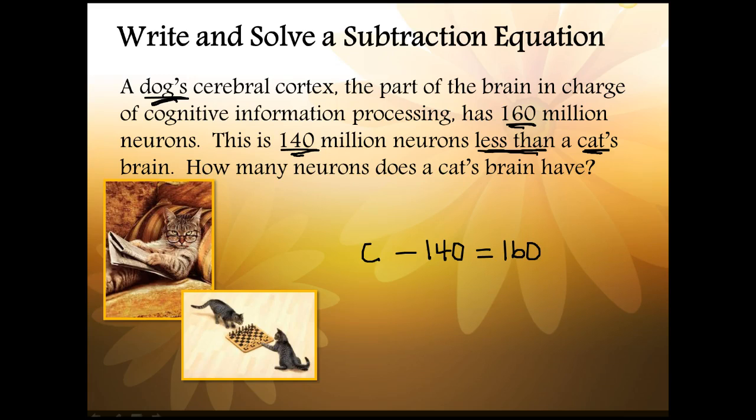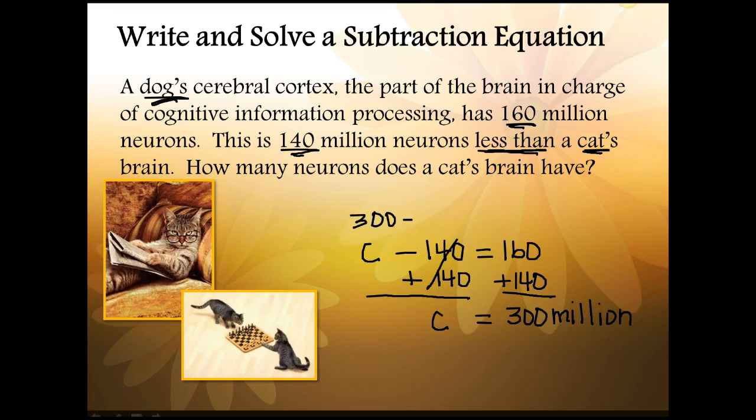To solve this equation, we will have to add 140 to both sides, and we'll get our result of c equals 300 million. Then we can test our answer and subtract 140 from 300 just to make sure that we have the correct solution. We also could have written the original equation as c minus 160 equals 140, and we still would have achieved the same result.